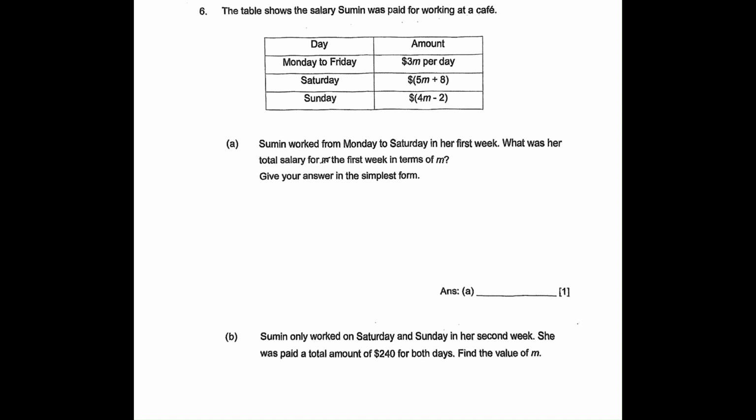6 is an algebra question. So there's a table stating the salary Sumi was paid for working at a cafe. Sumi worked from Monday to Saturday for her first week. What was the total salary for the first week in terms of M? So we have to take note that this is per day. So Monday to Friday, 3M multiplied by 5. That will give you 15M. Okay, just multiply the numbers together will do.